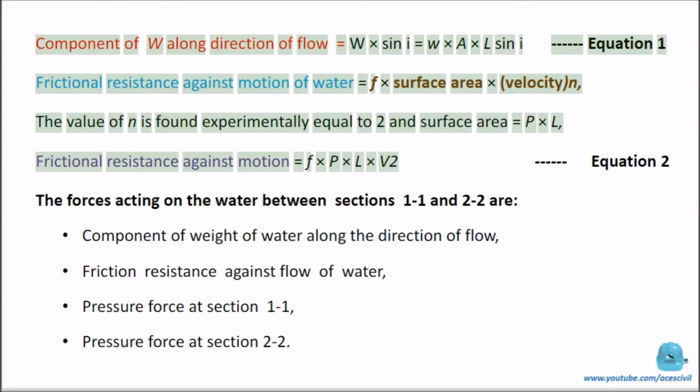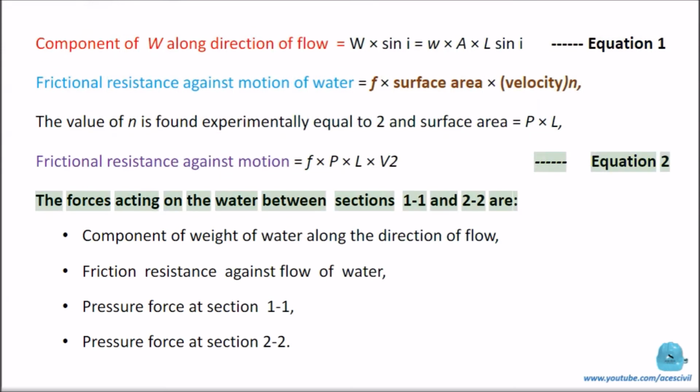The value of n is found experimentally equal to 2. Surface area equals P times L. Frictional resistance against motion equals f times P times L times V squared. Equation 2.